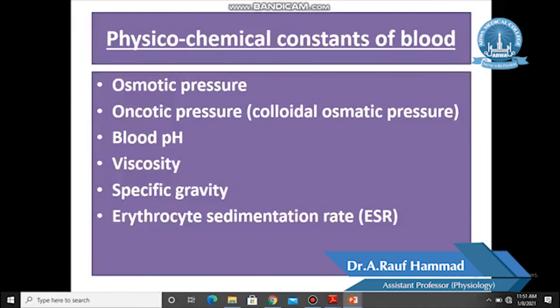Now the physicochemical constants of blood. इसका अपना ऑस्मोटिक प्रेशर है, जो पानी 92% है उसकी वजह से ऑस्मोटिक प्रेशर है, बाकी प्रोटीन्स की वजह से ऑनकोटिक प्रेशर है, ब्लड पीएच है, विस्कोसिटी है, स्पेसिफिक ग्रेविटी ऑफ दिस वन, एंड ऑल्सो एरिथ्रोसाइट सेडिमेंटेशन रेट. अगर इनको एक बारीक सी ट्यूब में डाल के खड़ा कर दिया जाए तो जो ESR हैं, जो रेड सेल्स हैं, they will sediment at the bottom.